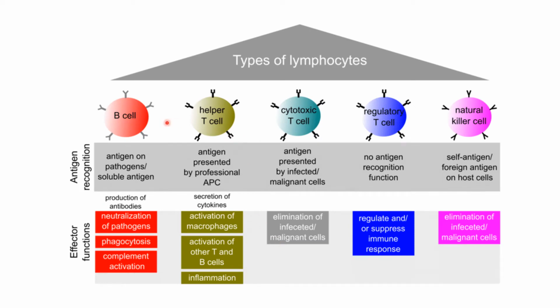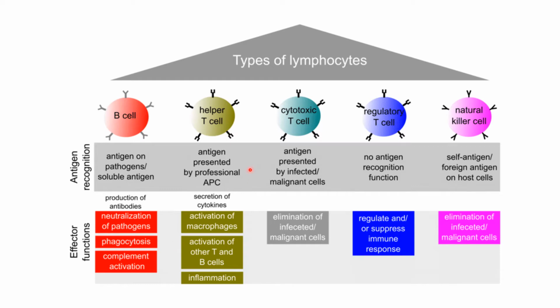Now, the B lymphocytes recognize the antigen, and when they get stimulated, they produce antibodies that will neutralize the pathogens, phagocytose the pathogens, and also activate the complement pathway.